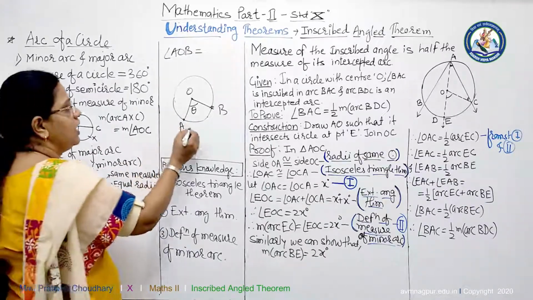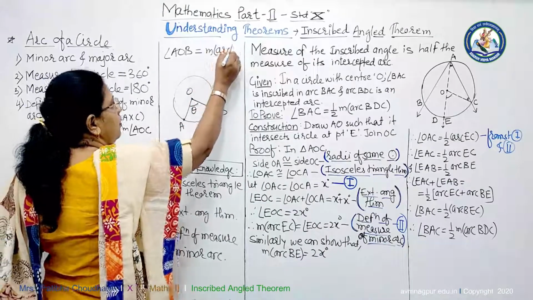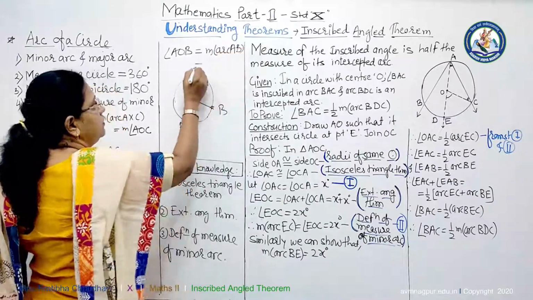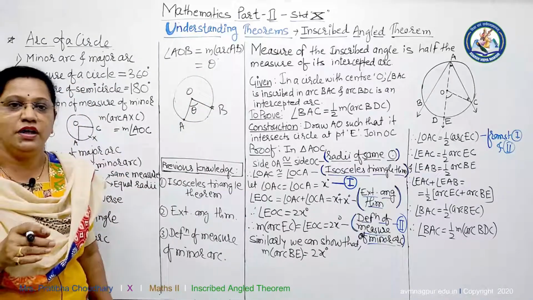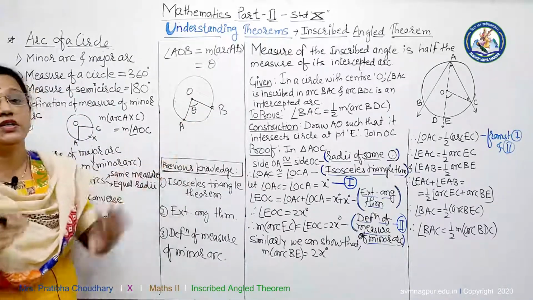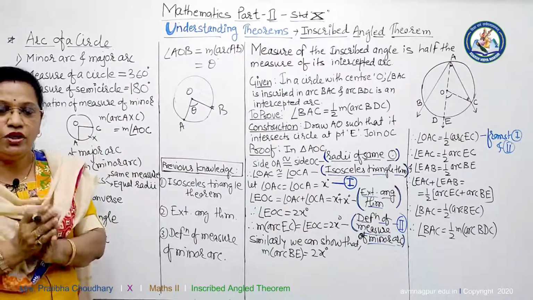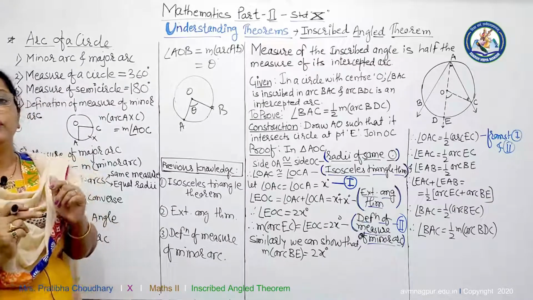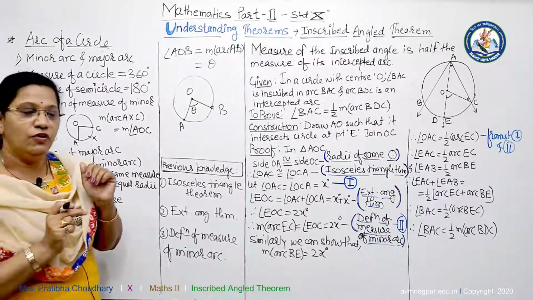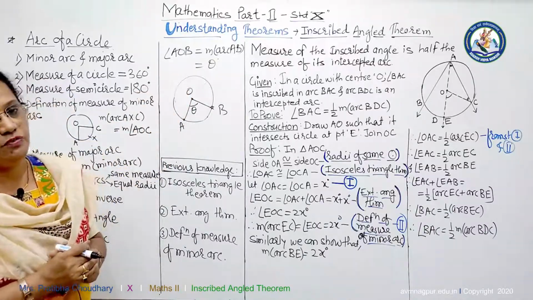Then the measure of this arc, the minor arc, will become theta. Whatever is the measure of the central angle, that will be the measure of its corresponding minor arc. This is the definition of the measure of minor arc. To find the measure of minor arc, we should know the measure of the corresponding central angle, and that will be the measure of the minor arc.